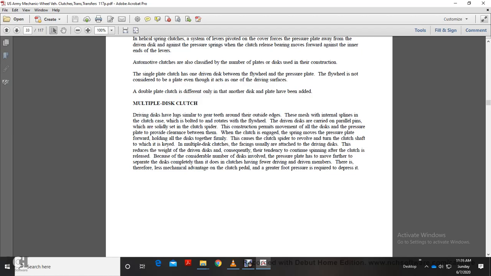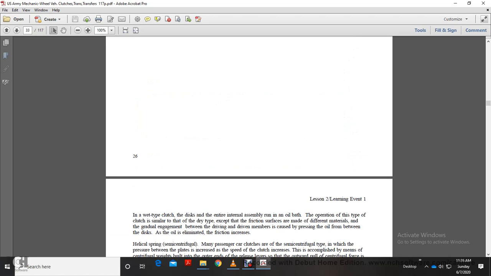In multi-disc clutches, the facings are usually attached to the drive disc. This reduces the weight of the driving disc and consequently the tendency to continue spinning after the clutch is released. Because of the considerable number of discs involved, the pressure plate must move farther to separate them, compared with clutches having fewer driving and driven members. There is therefore less mechanical advantage on the clutch pedal, and greater foot pressure is required to depress it.